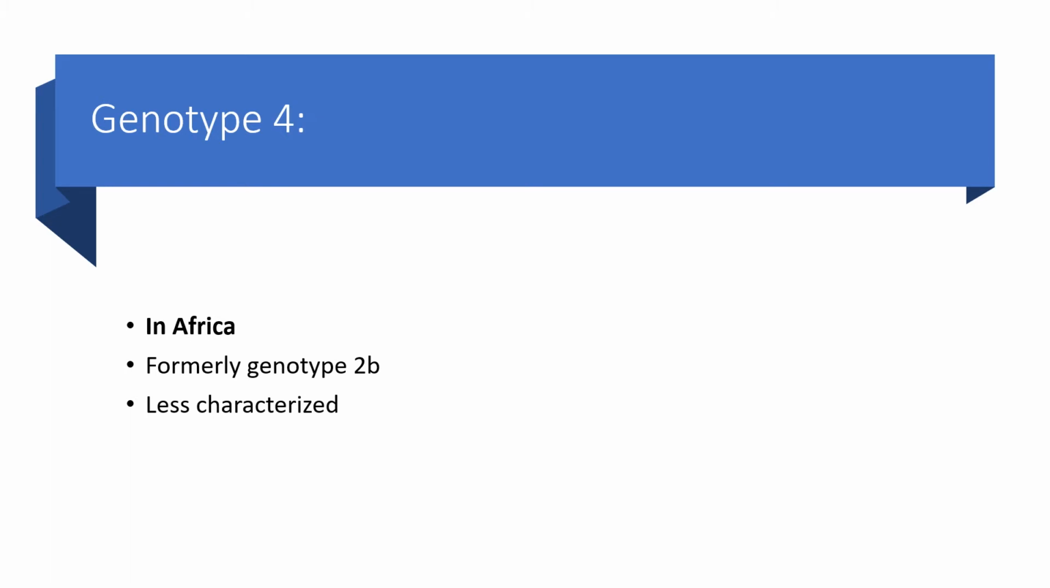Genotype 4. This is found in Africa. Was formerly known as genotype 2B. The characterization is less recorded here.